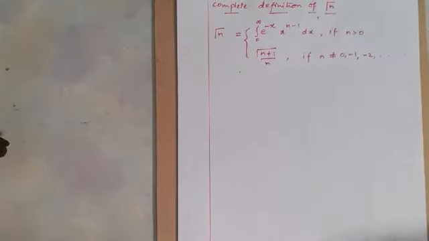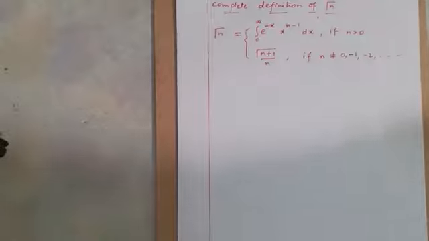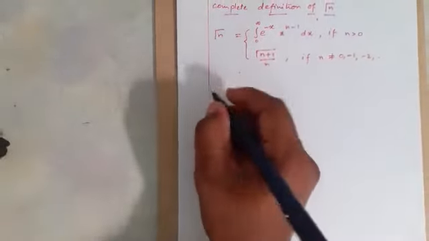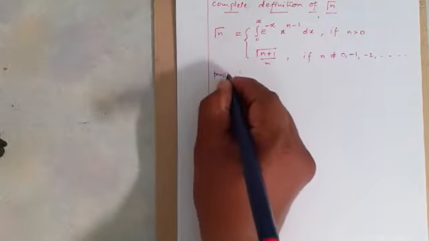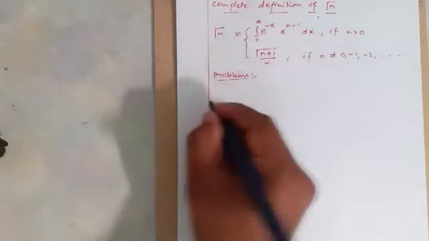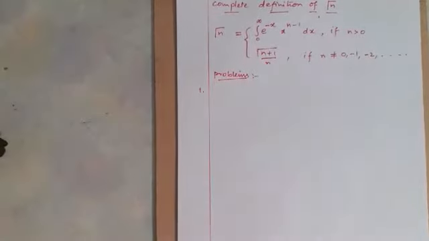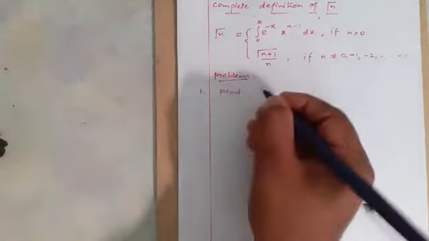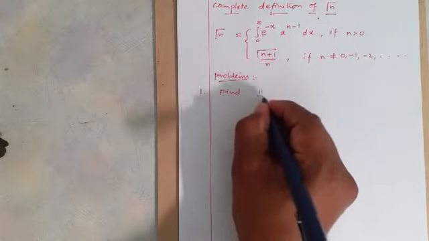Now let us do problems based on the beta and gamma function. Now let us do the first problem. Write down the problems. This is the first problem: find gamma 11 by 2.